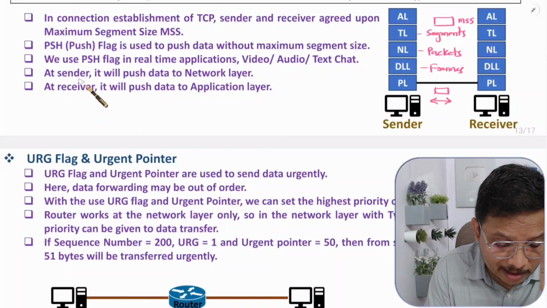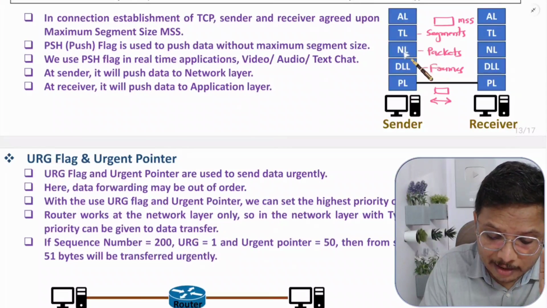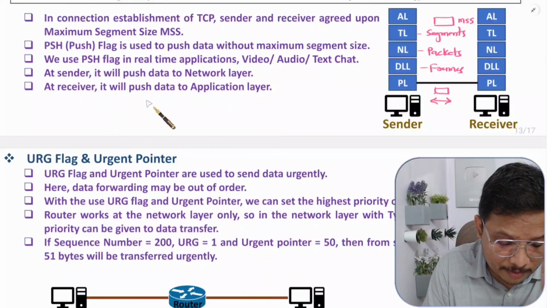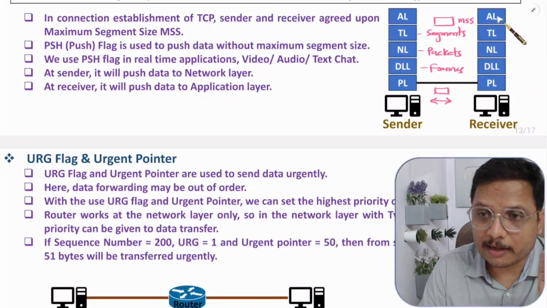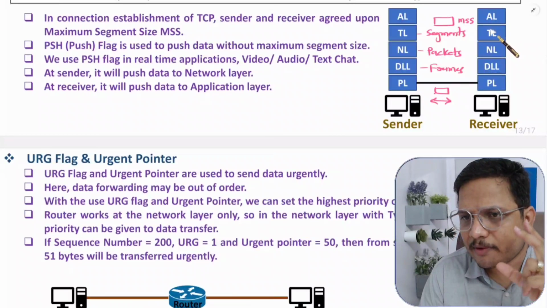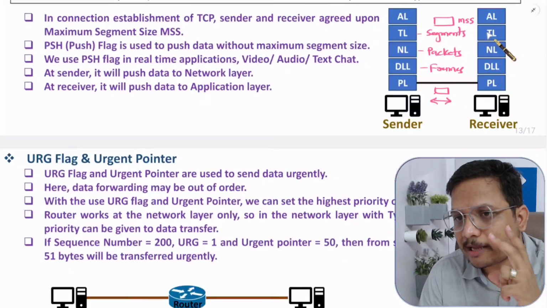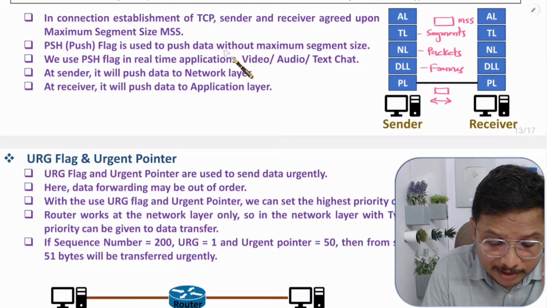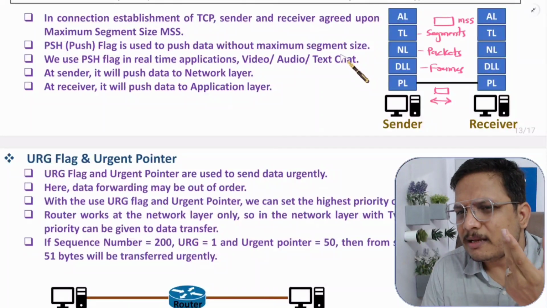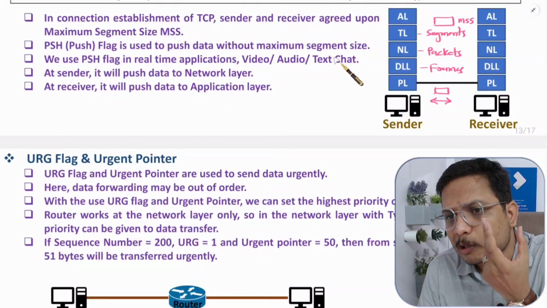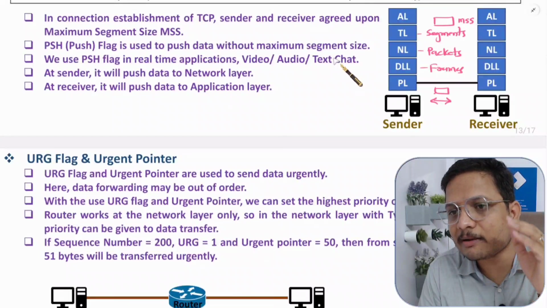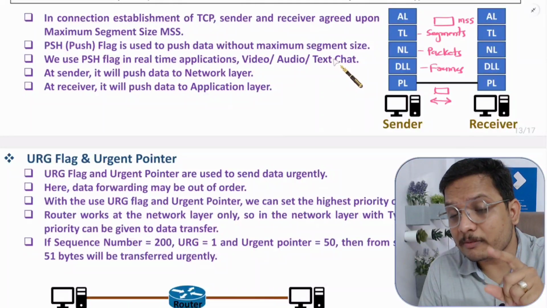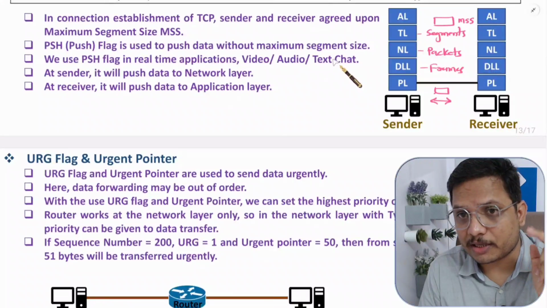So here in real time application, as a PSH bit, if it is equals to 1, then we will be pushing data without maximum segment size, and that we do it in real time applications like video chat, audio chat, text chat. At sender, we push data to network layer over here, and at receiver we push data to application layer over here, right? So I think now you are having fair enough idea like how push flag that is getting utilized, that we use it in real-time application, where we send data without maximum segment size, means size of segment will be lower than maximum segment size. Here we are dealing with to have transmission with real-time application, right?